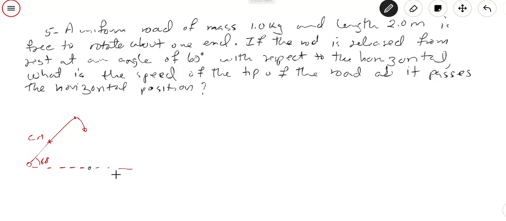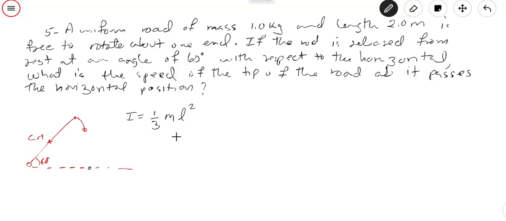So the first thing we have to remember is that the moment of inertia of a thin rod about a perpendicular axis that passes through the end would be 1/3 of the mass times the square of the length of the rod. This is the formula to find the moment of inertia.